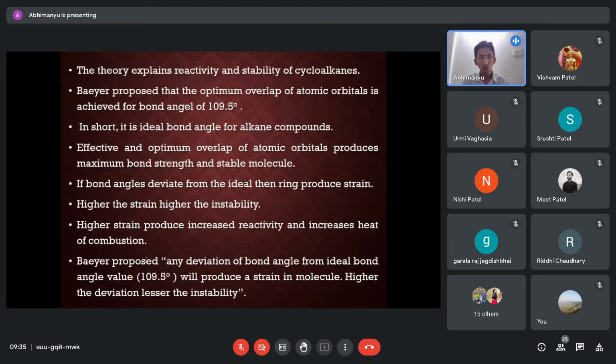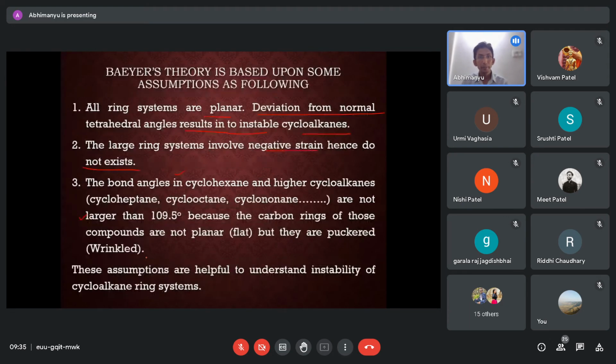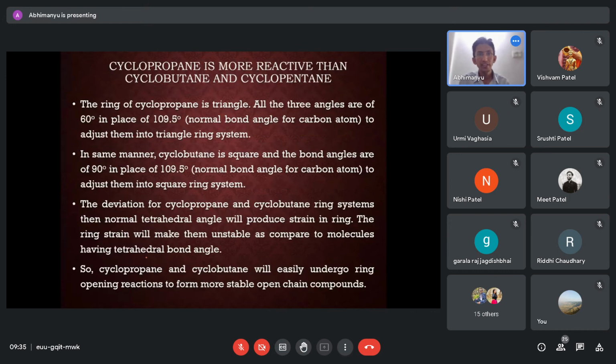According to Bayer's assumption, there was this table, and by using that table we can identify the stability of the compound. It was useful up to a certain level. After that many scientists came and many theories came, which we will not discuss here. But what is the importance of Bayer's theory? What is the importance of Bayer's assumptions? By using Bayer's assumptions, you can identify the stability of the molecules.